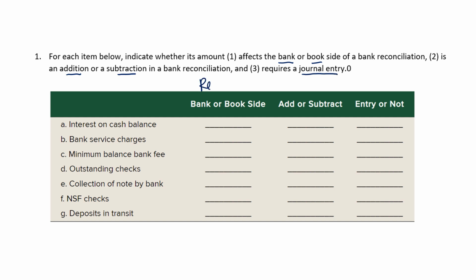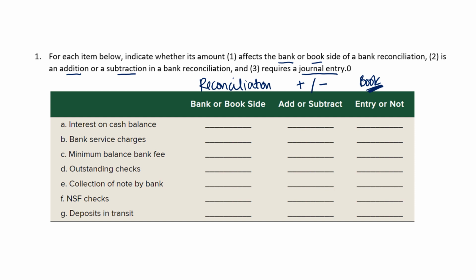So this column in the reconciliation will show us where you'll see the item, whether it's on the book side or the bank side. Here will be whether we are going to add or subtract, and then whether we need an entry or not. This is only going to be for book adjustments that need an entry. So if you're adjusting something on the bank side, you do not need a journal entry for that.